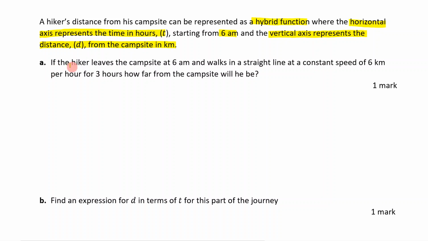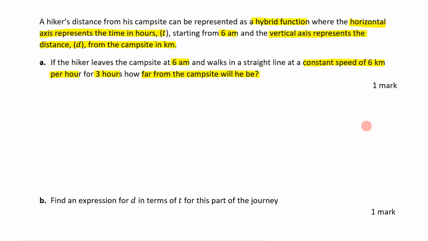Part A. If the hiker leaves the campsite at 6 a.m. and walks in a straight line at a constant speed of 6 kilometers per hour for 3 hours, how far from the campsite will he be? Okay, before we launch into this, let's begin by just drawing a graph of what we've been told.